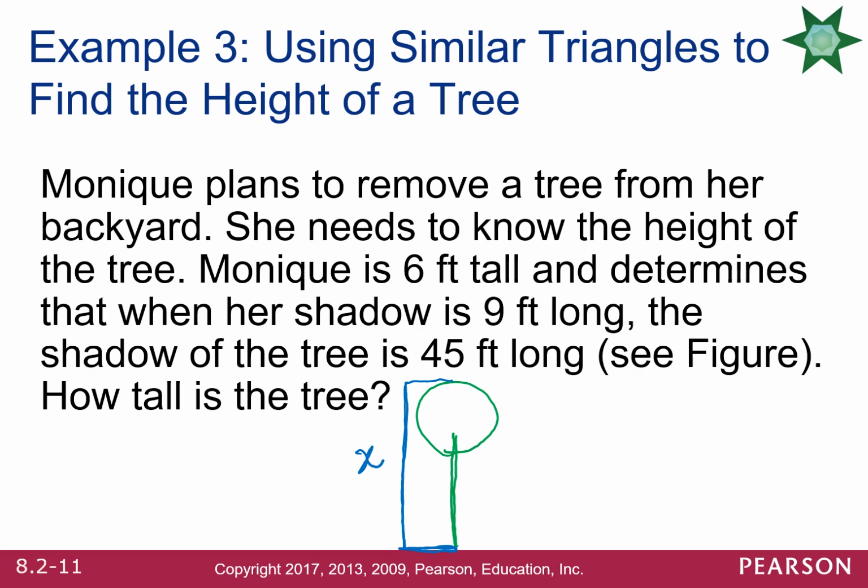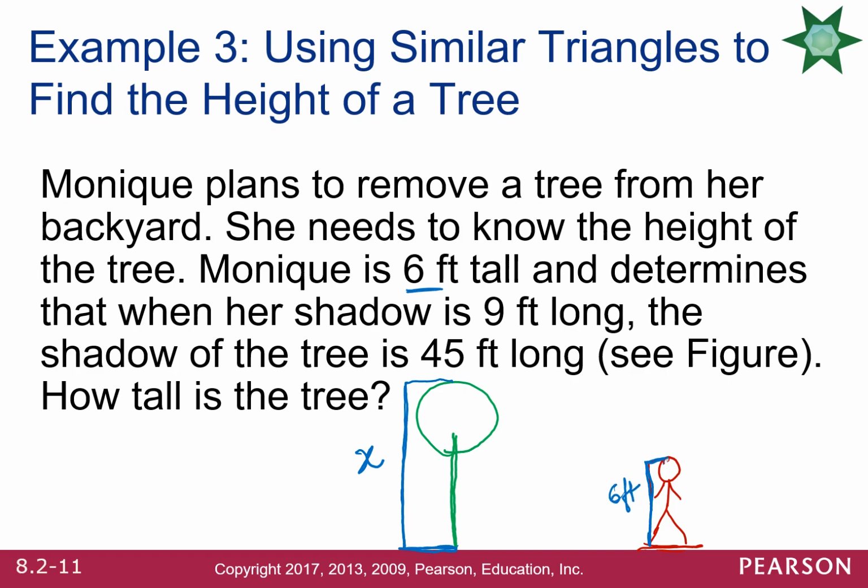All right, we have additional information. Then it says Monique is 6 feet tall and determines that when her shadow is 9 feet long, the shadow of the tree is 45 feet long. So there's Monique, and I'm going to draw Monique now. All right, and she stands on the ground here, and she is 6 feet tall. So Monique's height from head to toe is how much? 6 feet, right? 6 feet.